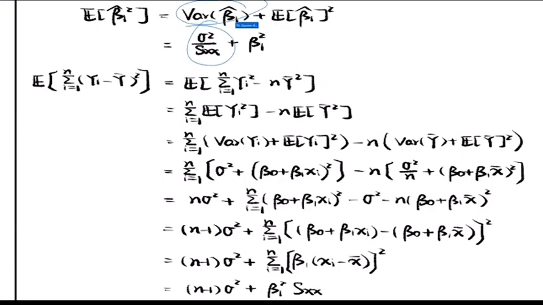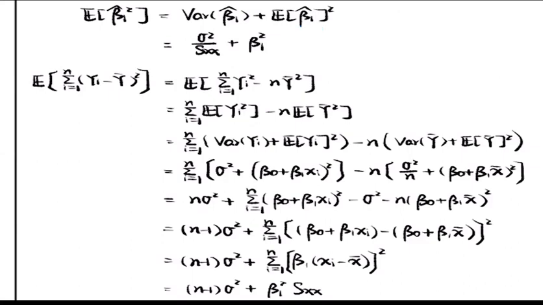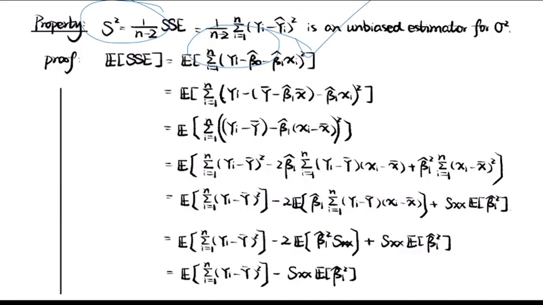And what is the expected value of beta 1 cap? It is beta 1. So when I square that, that's going to be beta 1 squared. Okay, so we have succeeded now in getting this, so that when we are done, we're actually going to come and substitute that here. But let us hold on for a second.